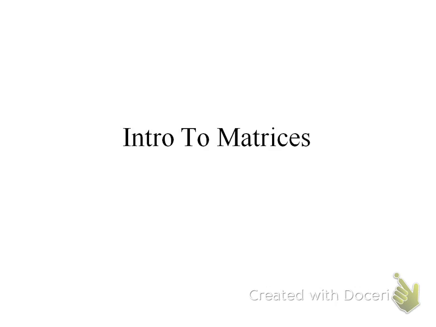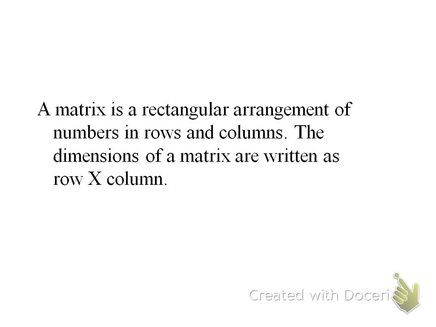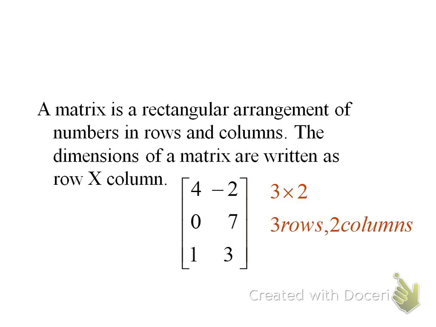So it's an introduction to matrices. This was actually in Chapter 4, the chapter that we skipped. A matrix is a rectangular arrangement of numbers in rows and columns. The dimensions of a matrix are written as row times column, and this x should be like a little x. So if I have an example of a matrix, I would say that its dimensions would be 3 by 2. Notice how it's a little x, kind of like a little times symbol. But you always go rows by columns, 3 by 2.